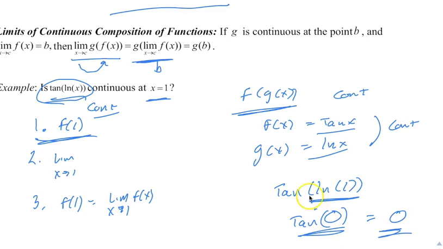We have two continuous functions, so the composition is continuous. These are known continuous functions. And we substituted 1 in to make sure it actually exists. It actually is in the domain, which it is. So yes, this is continuous.